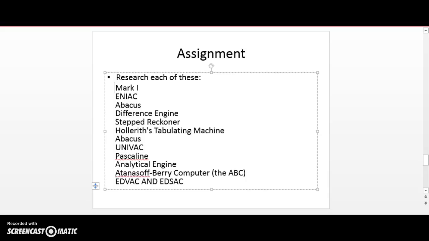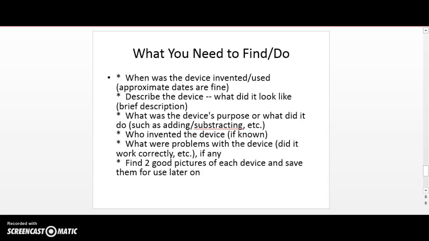You should be thinking about, on some of these later devices, the size of the device would be interesting. Did it generate a lot of heat? Was that an issue? How did it look? How was it built? How many rooms did it take up, etc.? So those are facts you should be looking for in addition to the other things.